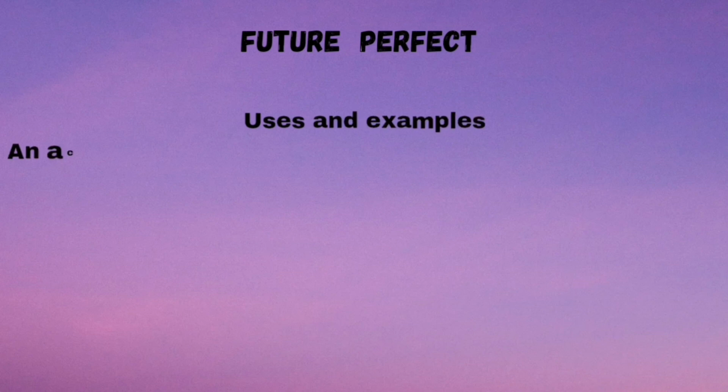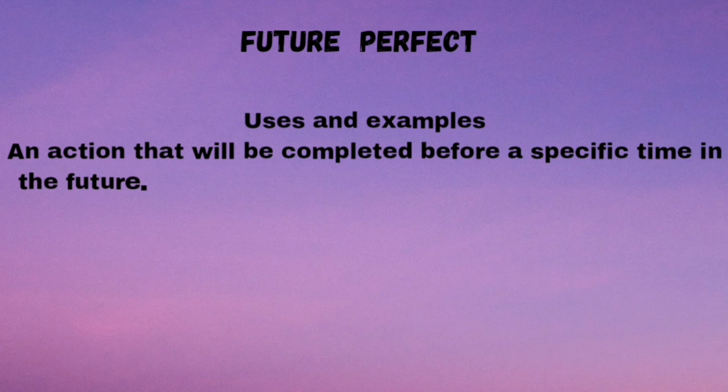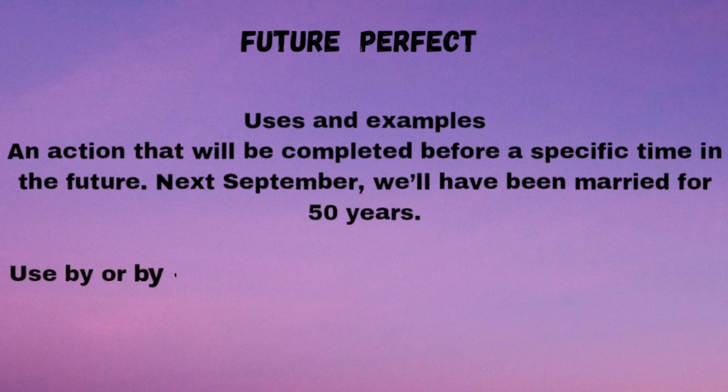Future perfect. Uses and examples. An action that will be completed before a specific time in the future. Next September, we'll have been married for 50 years. Use by or by the time to mean some time before. I'll have finished this report by the time you're home.